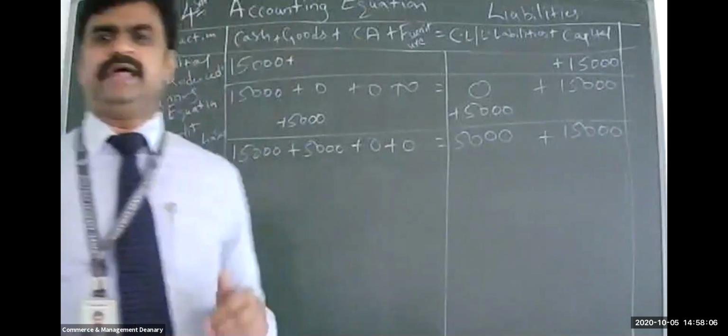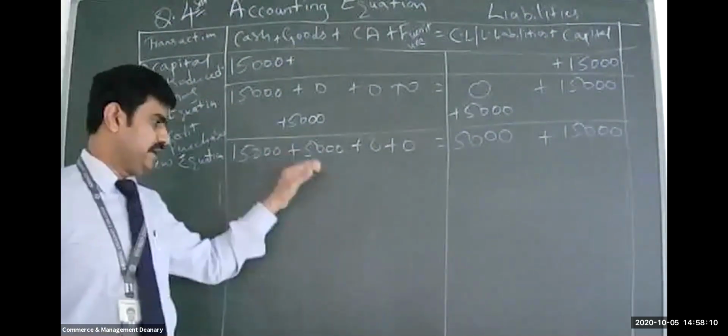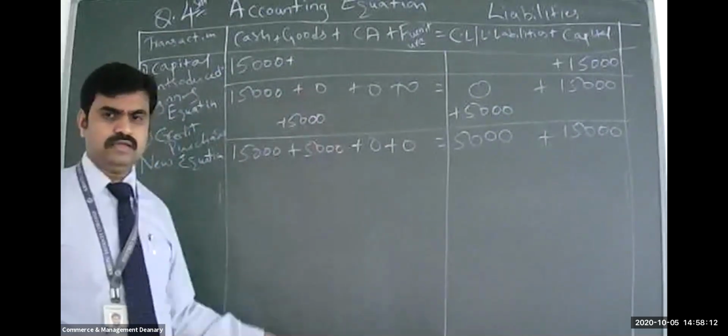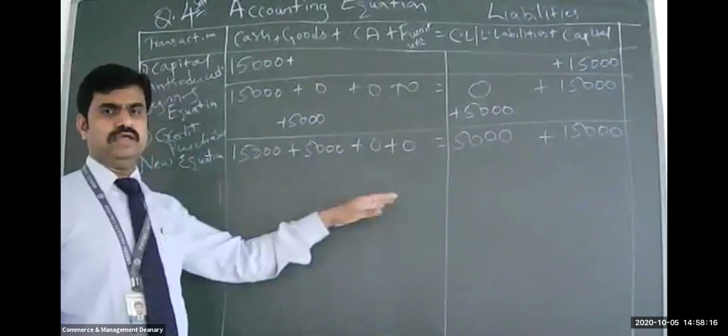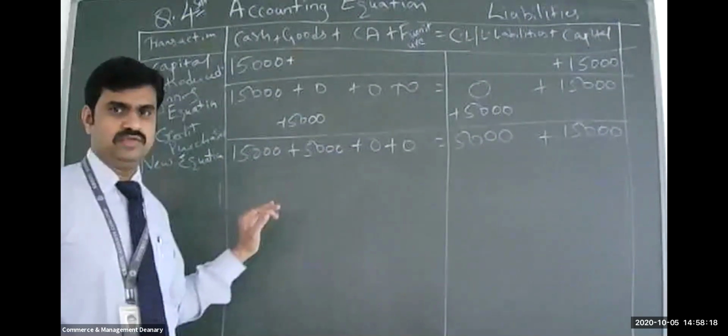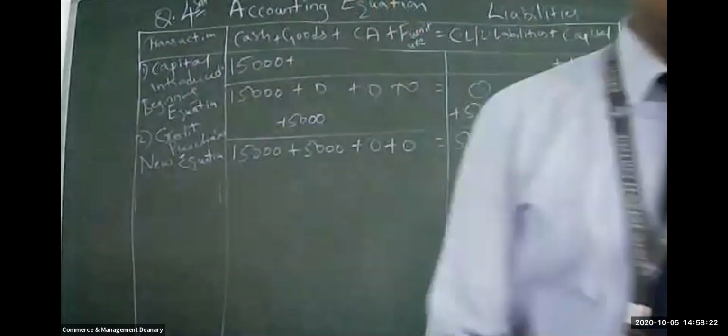So keep checking every transaction so that you can rectify it right there, instead of going till the end and then coming back and losing a lot of time. For every transaction, please check whether both sides are equal or not. Your assets should be equal to your liabilities plus capital. What is the next transaction?